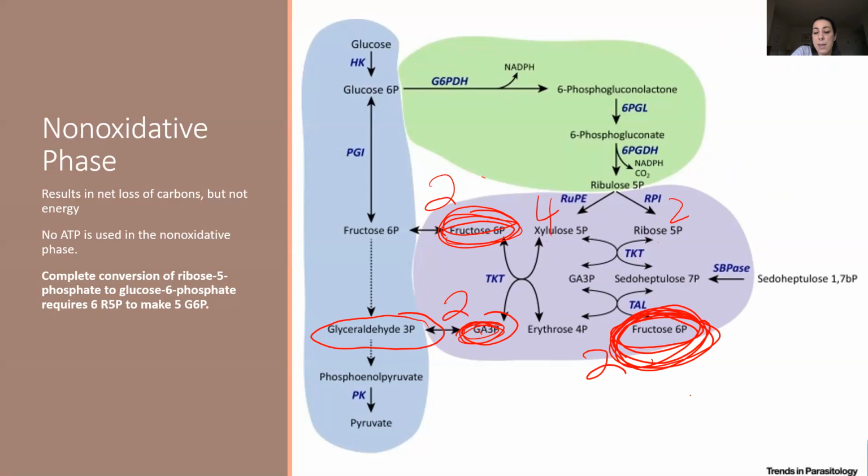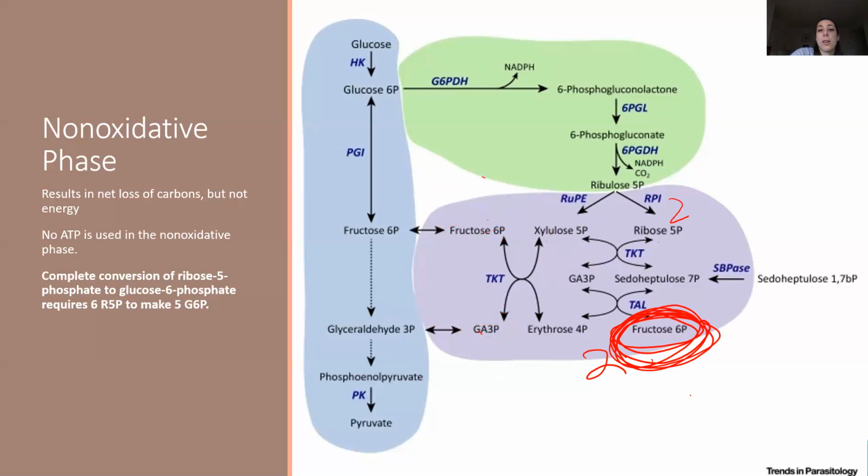And you can see now we made 2 fructose 6-phosphates. Those are good. They can go directly in. Another 2 fructose 6-phosphates. Again, they're good. They can go directly in. And now we have 2 glyceraldehyde 3-phosphates. They're no longer lonely anymore. They can combine with each other and go backwards through gluconeogenesis.